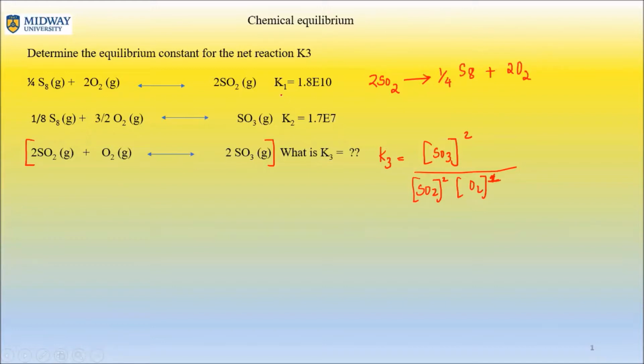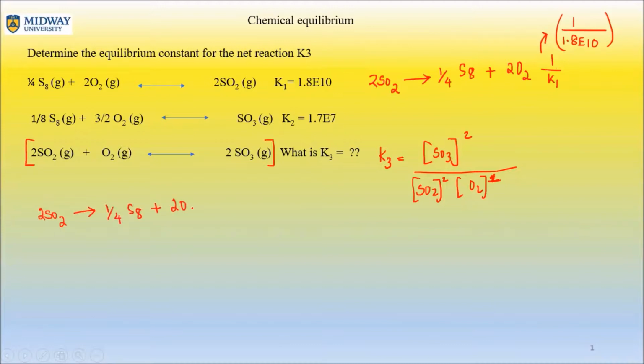When you do this, it's no longer K1, it's 1 over K1. If you write the K expression of this and then take 1 over that, you will get the opposite. That's essentially why we write 1 over K1. That means it's 1 over 1.8 e to the 10. So this is the new equation we're going to work with. Leave this be for now. Let's rewrite that here: 2SO2 going to 1/4 S8. Leave the value for now untouched.